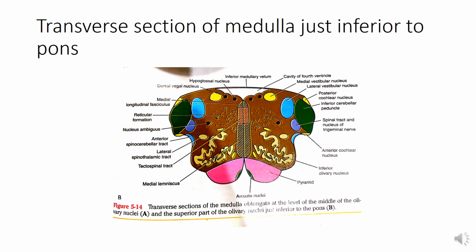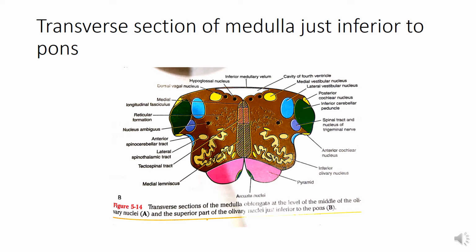So, level just inferior to the pons. Now there are no major changes in comparison to the previous level in the distribution of the gray and white matter. Only the lateral vestibular nucleus has replaced the inferior vestibular nucleus, and the cochlear nuclei are now visible on the anterior and posterior surfaces of the inferior cerebellar peduncle.